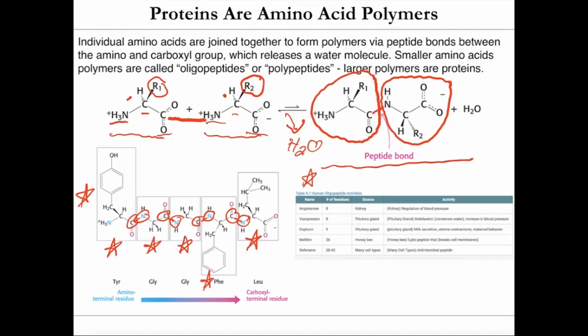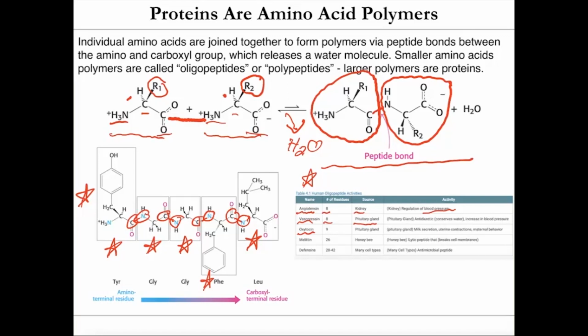And these are just peptides made up of not that many amino acids in a polymer. So angiotensin is one. That's just made out of 8 amino acids linked together. That's really important in the kidney to regulate blood pressure. Vasopressin is another one, also made out of 8, and that's secreted in the pituitary gland to affect blood pressure, and it's an antidiuretic, so you actually retain water, so it sort of controls the urinary system.